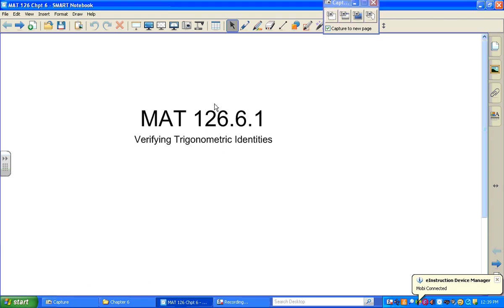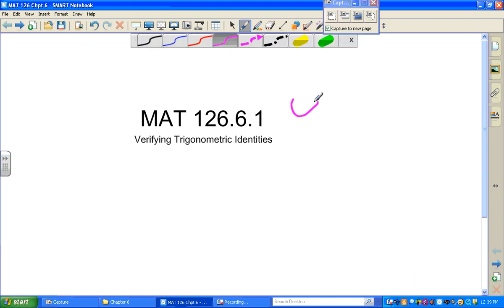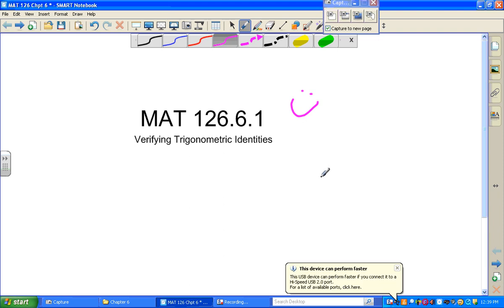So 6.1, verifying the trigonometric identities. This is going to be fun. I mean, there's just no two ways about this chapter. It is going to be fun. Some people are going to get so frazzled, and some people are going to be smooth sailing. It's going to be great.